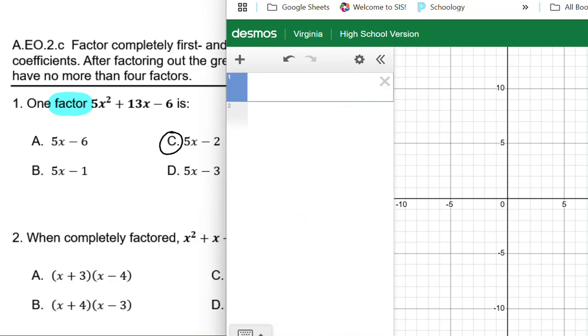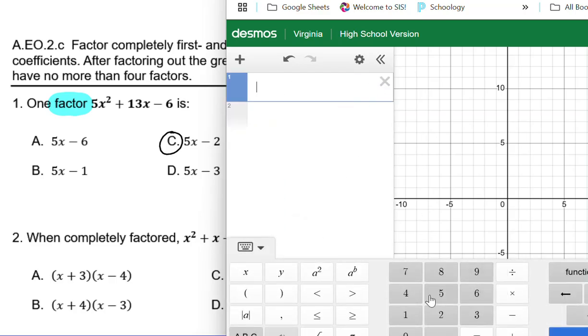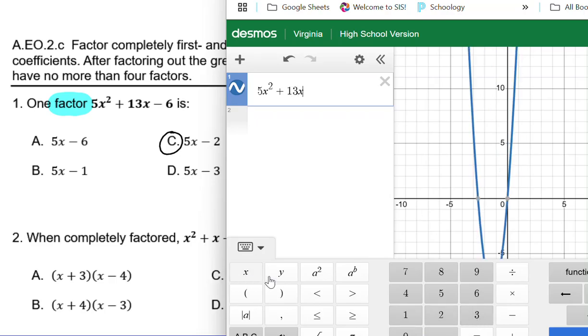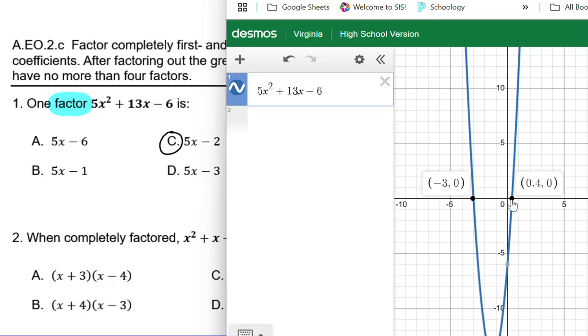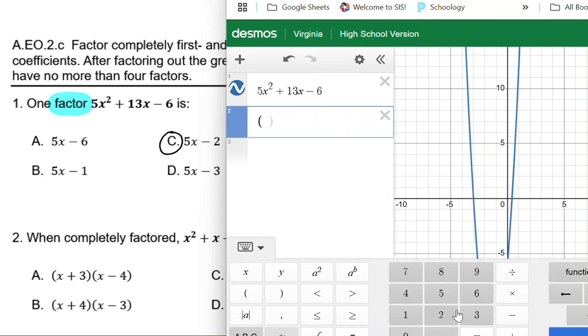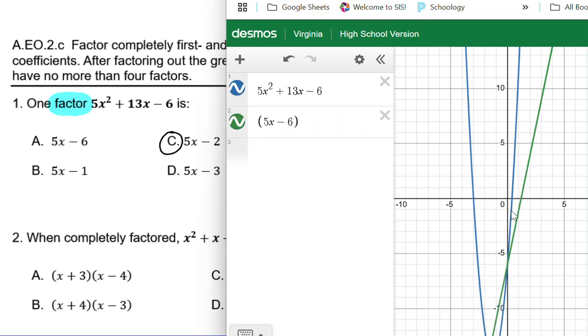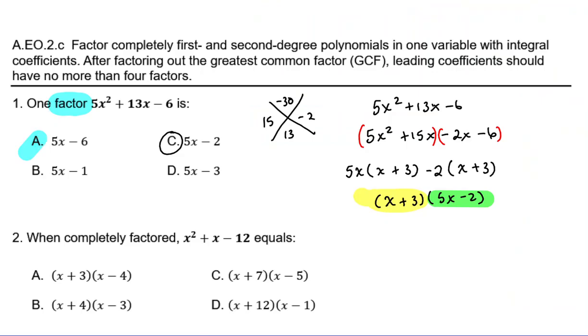So I'm going to plug in my original, 5x squared plus 13x minus 6, and then I have these two I'm going to focus on. If it were a factor, it would have the same x-intercept. So look, my first answer choice A, I put it in, and it doesn't share an x-intercept, so therefore it ends up not being a factor.